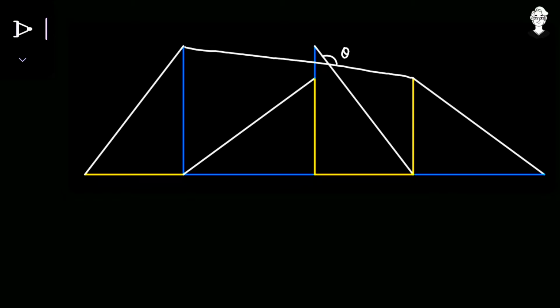Now from the top corner of this first right angle triangle, you draw a line segment to the top corner of the last right angle triangle such that it intersects the hypotenuse of this third right angle triangle and there forms an angle theta, and we have to find that missing angle. So let us see the solution. How can we solve for this?